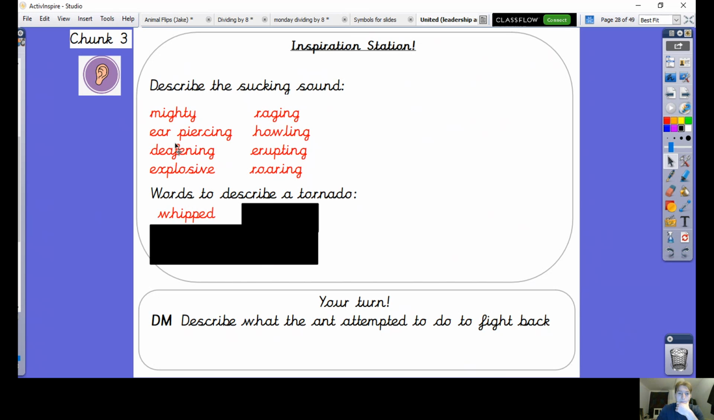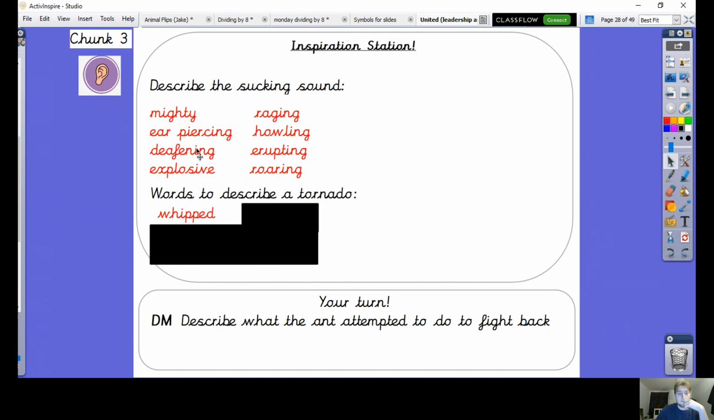Explosive is another good one. Raging, howling. Howling's quite nice because that's how we describe wind, isn't it? Normally, when the wind's really strong, it's howling because you can hear it almost through your ears. Erupting's a nice one, because erupting almost describes how sudden it was. If you've ever seen a volcano erupt, it's very loud, but it's very sudden. So that's a nice one. And finally, roaring as well.